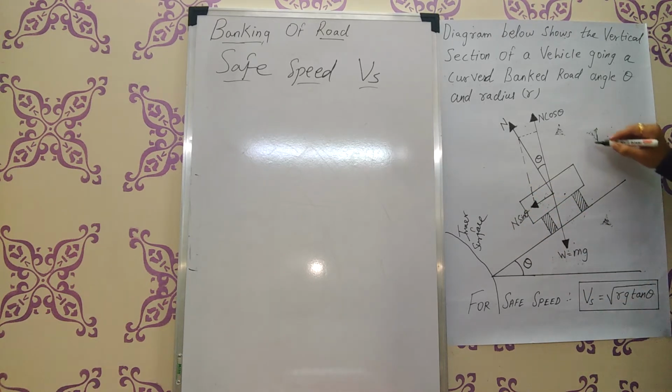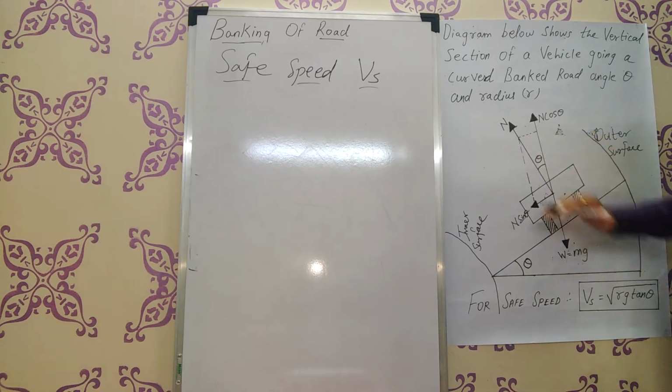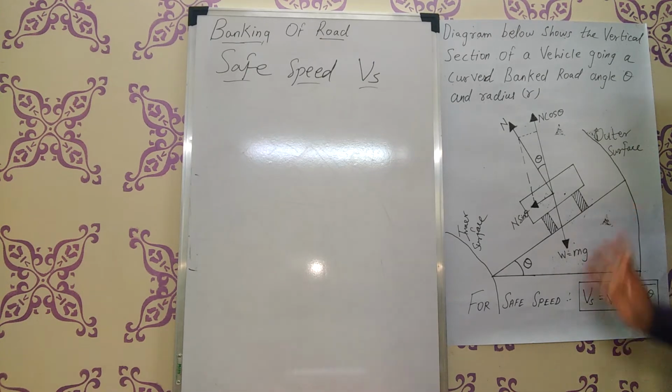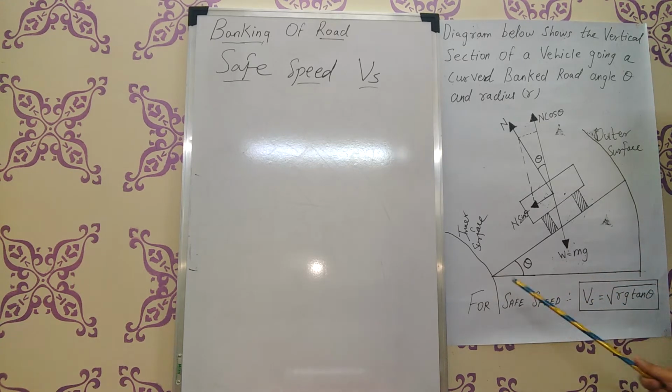And this is my outer surface of the road. So the vehicle is going like this, going along the curved surface, which is actually bent. This is your horizontal line. Now this is the inner surface, and this is the outer surface.